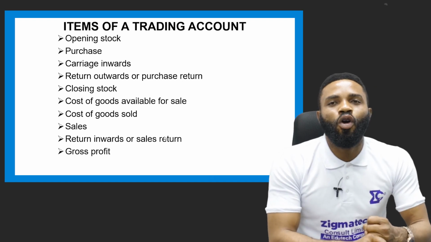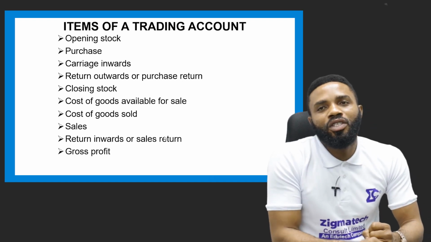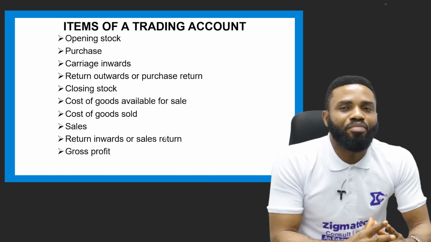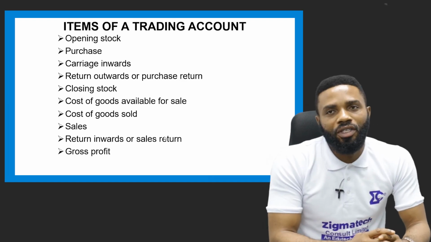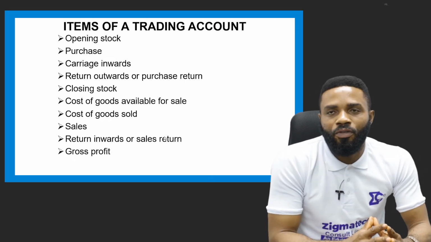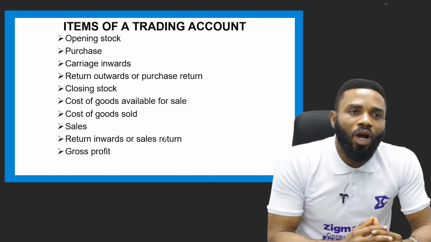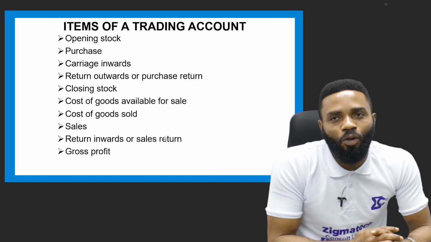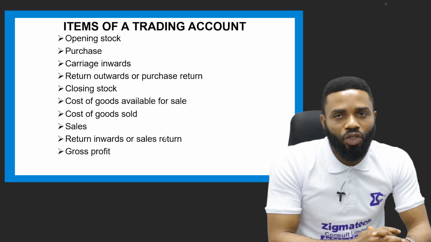Number one, what we call opening stock. The opening stock is simply the stock at the beginning of the period. You are operating a provision shop. Those goods you have in your shop at the beginning of the year is what we call the opening stock.